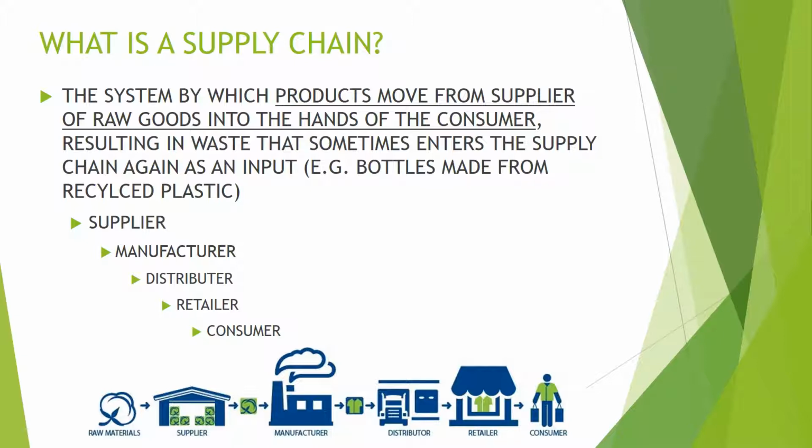So typically a supply chain is made up of the supplier, that's the person who has the raw goods, such as cotton or vegetables. Then you move to the manufacturer, who then manufactures a specific product out of those raw goods. That product is then distributed by the distributor, which ends up at a retailer. That could be a grocery store, it could be a storefront, and that's where the consumer purchases it.